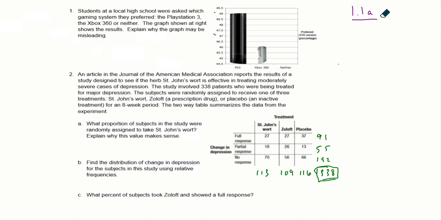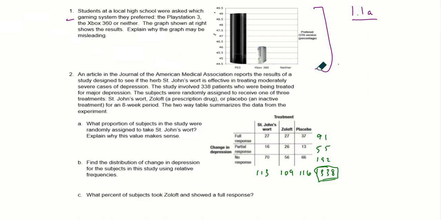Okay, so to start off, we're going to look at problem number one. Problem number one is basically we have a display, and it says students at a local high school were asked whether they preferred PlayStation 3, which probably nobody wants because it's a dated problem, or Xbox 360, or neither. The graph shown on the right shows the results. Explain why the graph may be misleading.